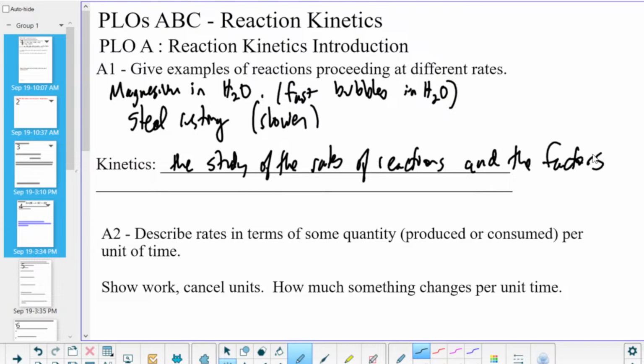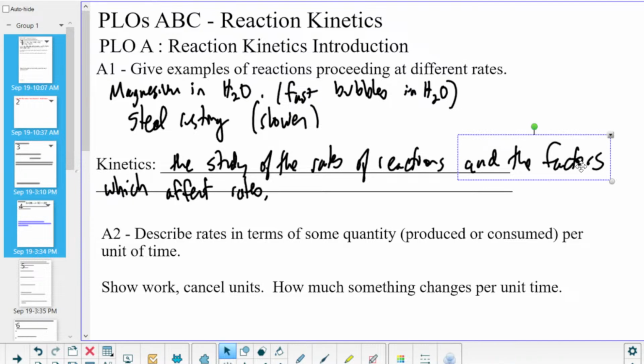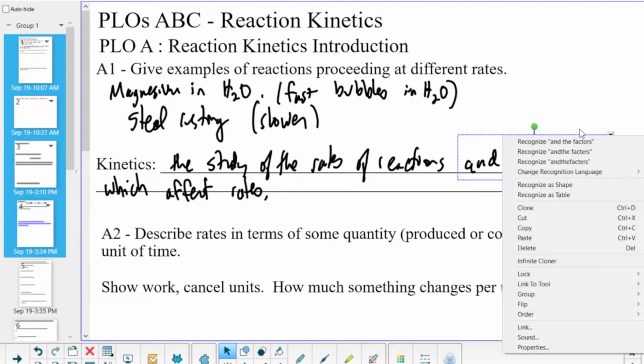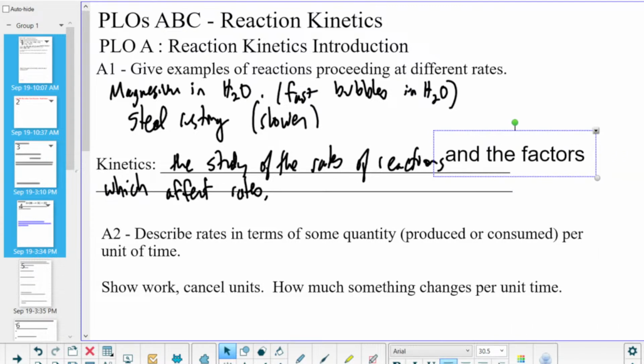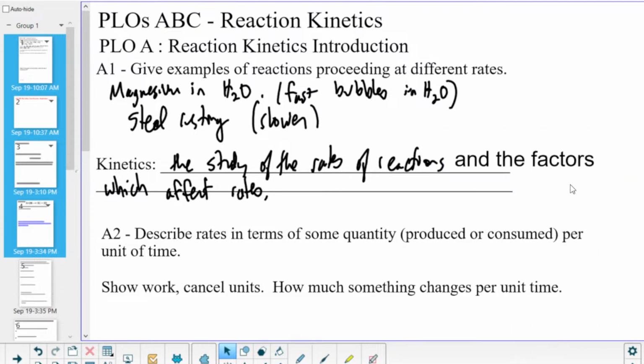Sorry, should you write what? So, kinetics is the study of the rates of reactions and the factors which affect rates. I know that none of you will have problems reading my writing. I have been told several times I should become a doctor. But if you can't understand something, I can try and identify it for you. Although if a computer can read it and you can't, I will mock you slightly.